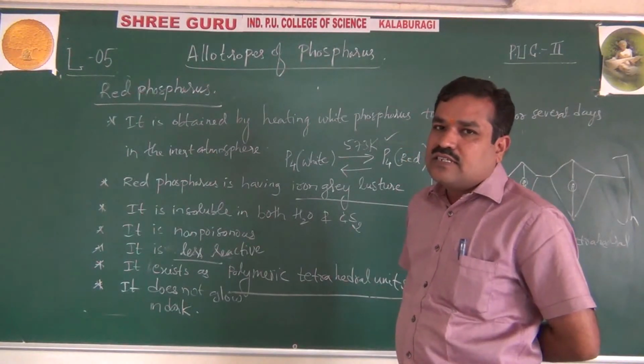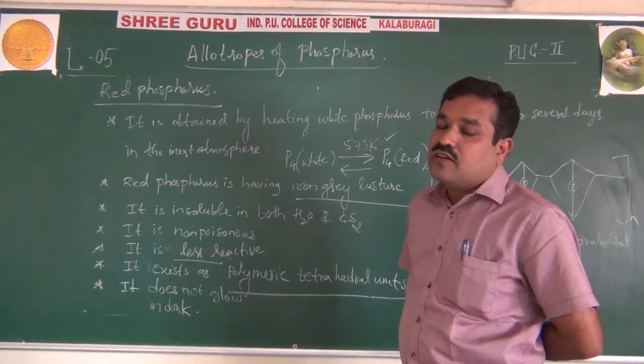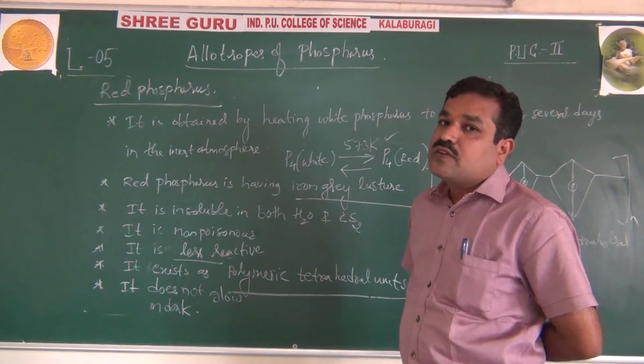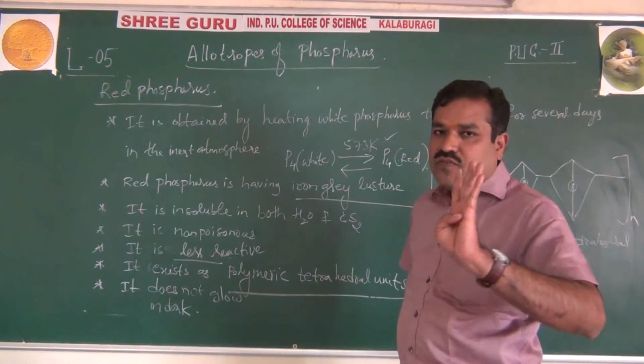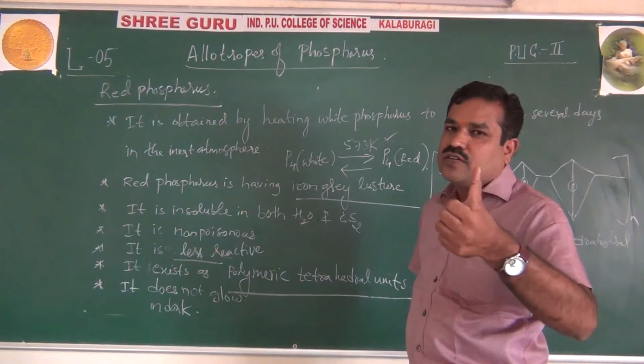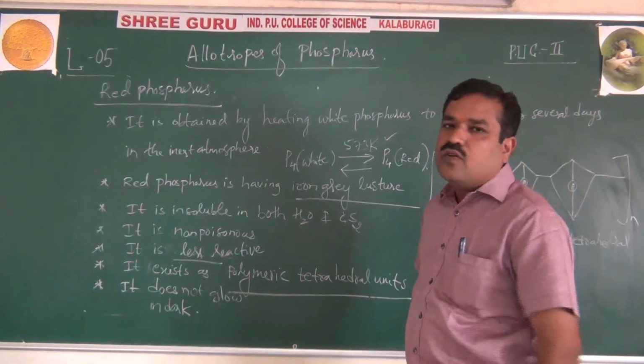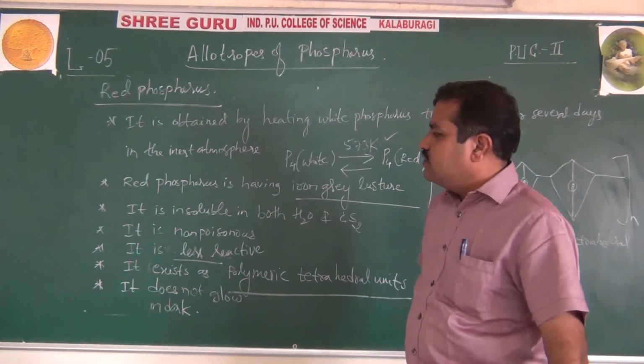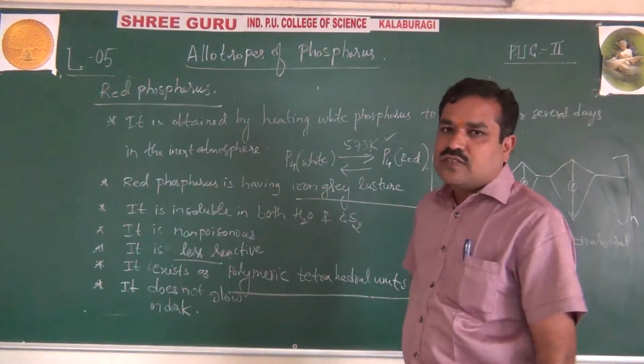White phosphorus is insoluble in water but readily soluble in carbon disulfide, whereas red phosphorus is insoluble both in water as well as carbon disulfide. White phosphorus glows in the dark but red phosphorus does not glow in the dark. See, very simple. You can easily make out 4 to 5 differences in the form of points.